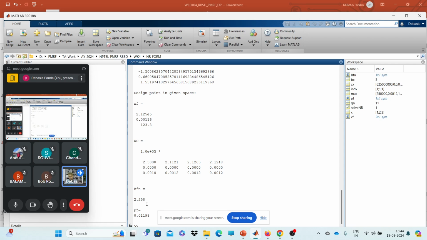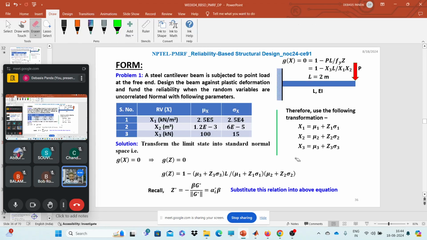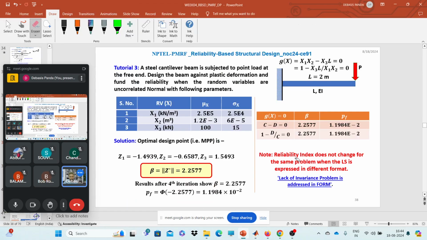as 0.1198. Here we can see it, 1198 and 2.557. If you round off, 2.58 will come. Now if we convert it into 1 minus d by c, you have seen that lack of invariance will occur if we solve using MBFOSM.